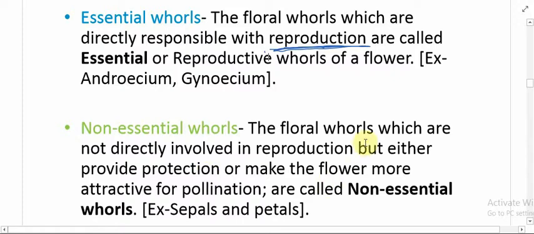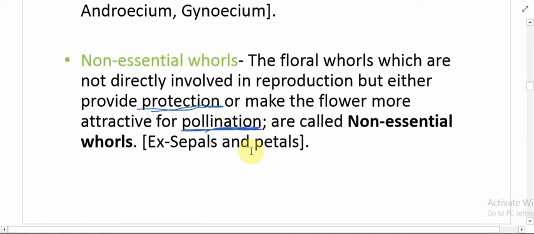Non-essential whorls, the floral whorls which are not directly involved in reproduction but either provide protection or make the flower more attractive for pollination. Pollination is a very important phenomenon which is very important for us. So the function of non-essential whorls is protection and to make the flower more attractive for pollination. These are non-essential whorls. Okay. Examples are sepals or petals.